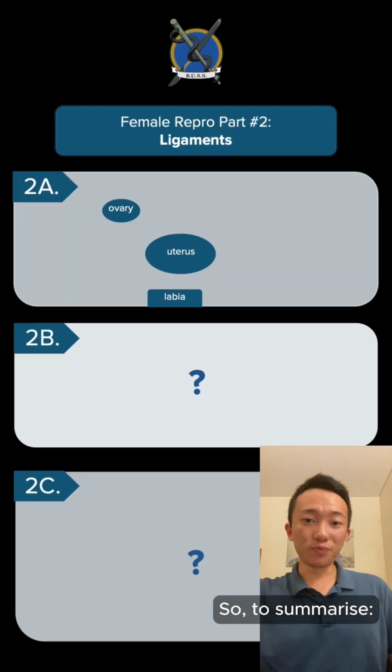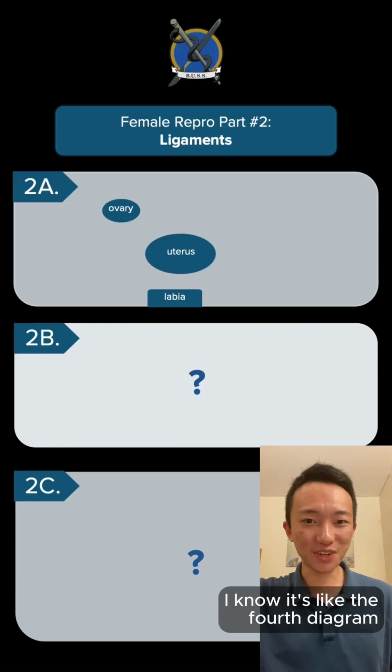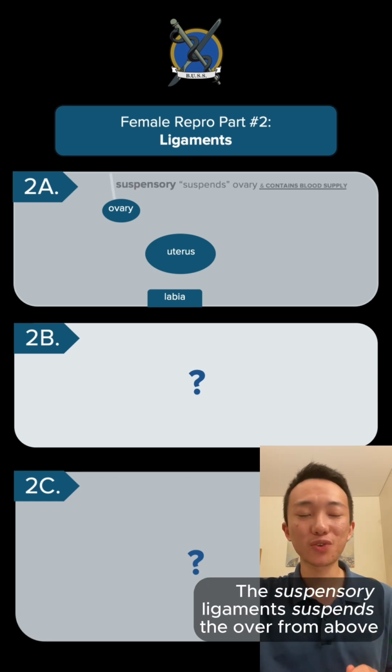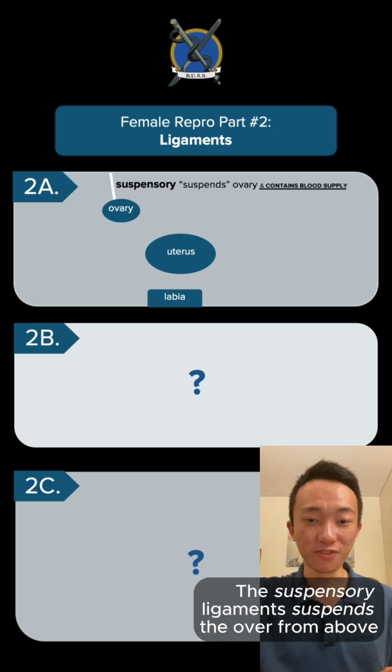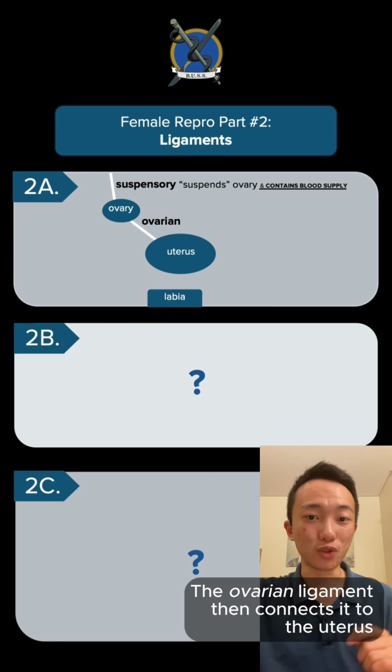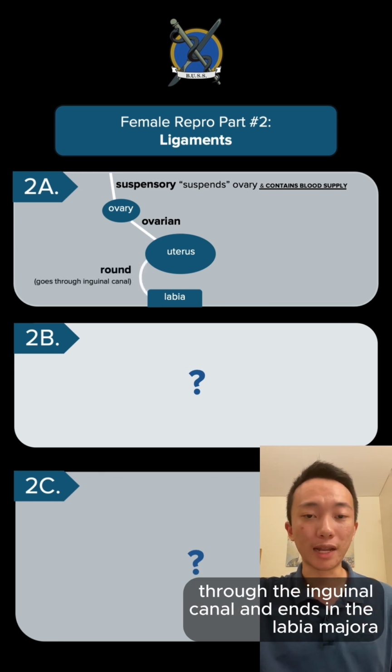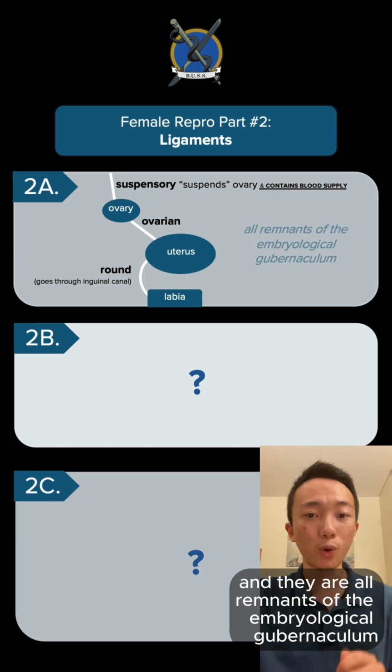So, to summarize, I know this is like the fourth diagram I've shown of the same thing, but just really driving the message home, the suspensory ligament suspends the ovary from above. The ovarian ligament then connects it to the uterus, and the round ligament comes off the uterus through the inguinal canal and ends in the labia, and they are all remnants of the embryological gubernaculum.